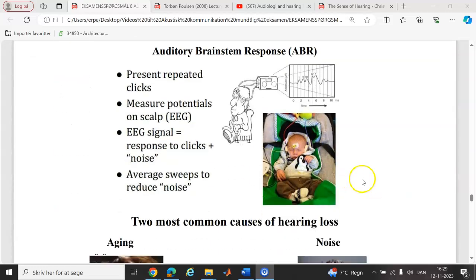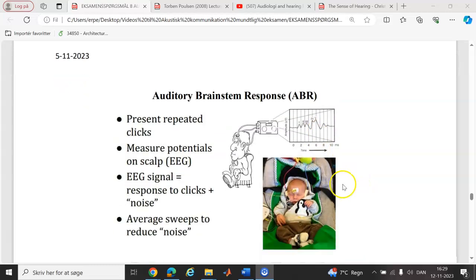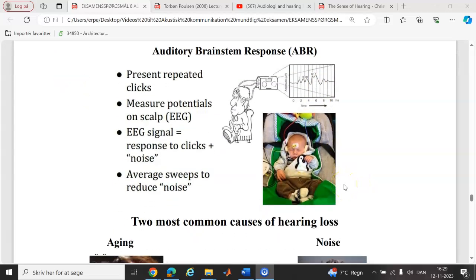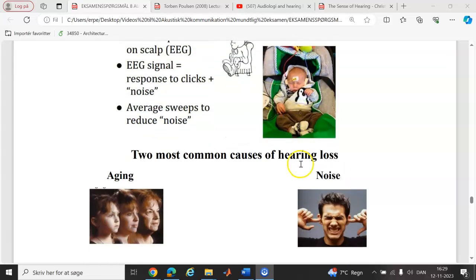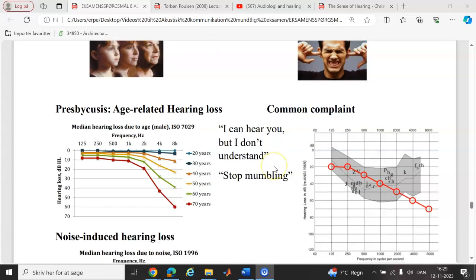Auditory brainstem response. Present repeated clicks and measure potentials on the scalp with EEG. The EEG signal is equal to the response to clicks plus noise. Average sweeps to reduce noise. Two most common causes of hearing loss: aging and noise.